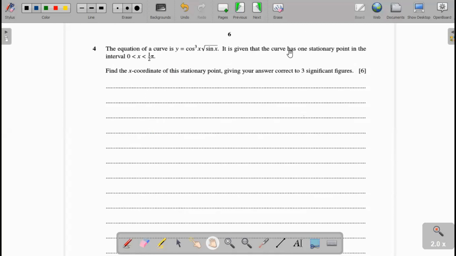Question 4. The equation of the curve is y equal to cos cubed x times the square root of sin x. It is given that the curve has one stationary point in the interval x greater than 0, less than pi over 2. Find the x-coordinate of this point, giving your answer correct to three significant figures.